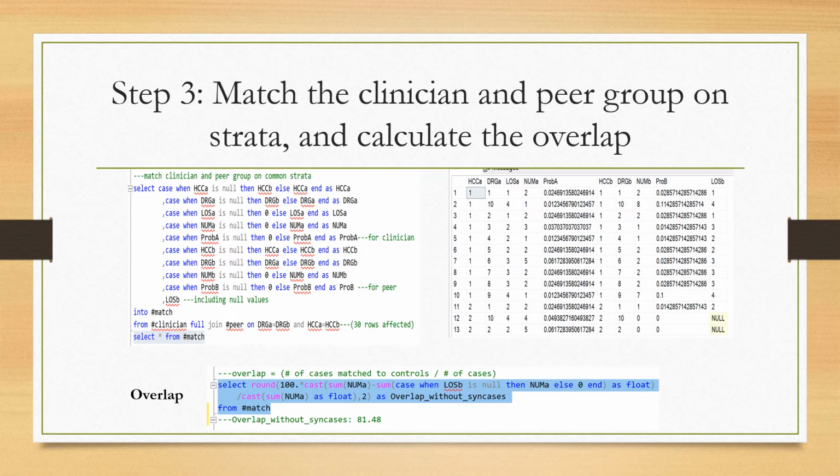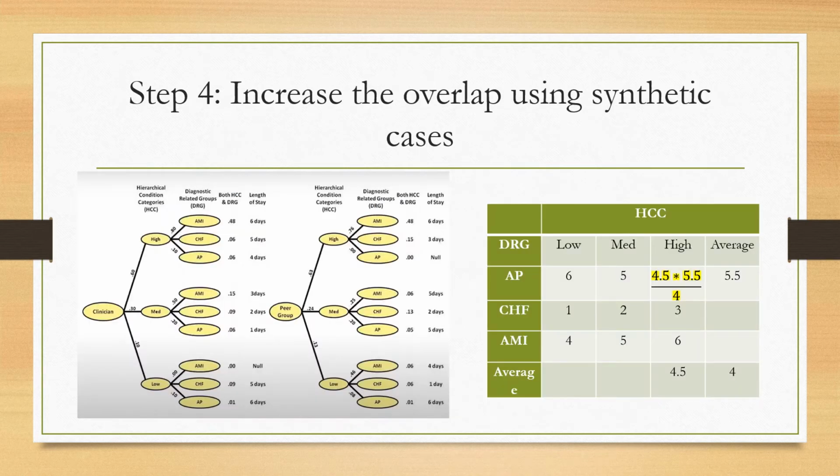The next step is to calculate the overlap between the clinician and peer group without synthetic cases. So we are going to use the table match, and we are going to use this code to calculate the percent. As we can see from the result, we got 81.48%. Then we are going to increase the overlap percentage by using the synthetic cases.